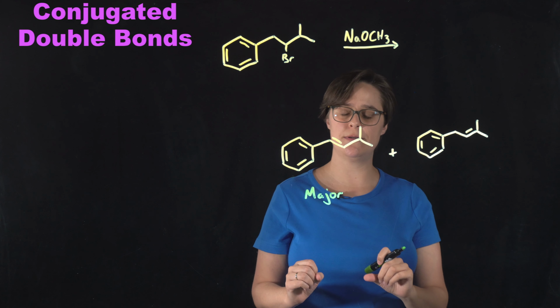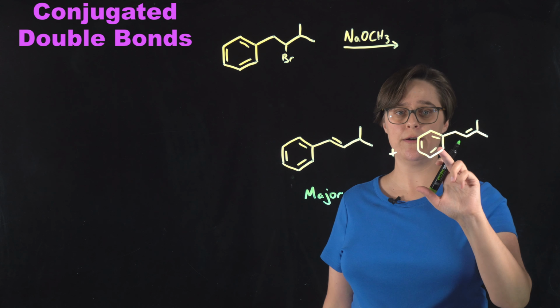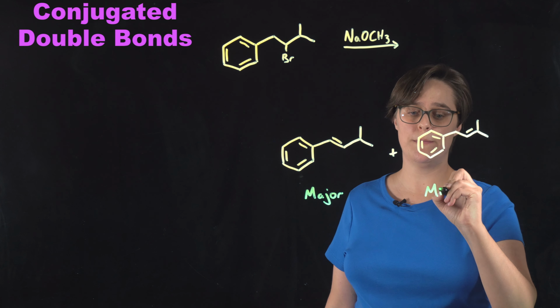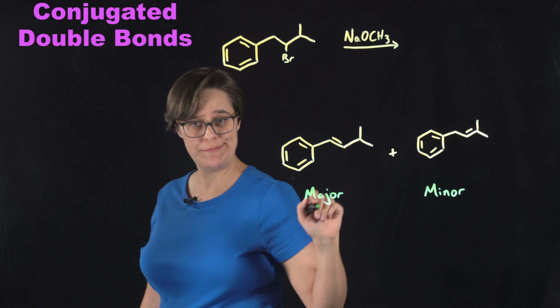And that extra stability is going to be our major product, whereas this is not conjugated. We have double, single, single, double. That ends up being our minor product. So Zaytsev's rule failed here.